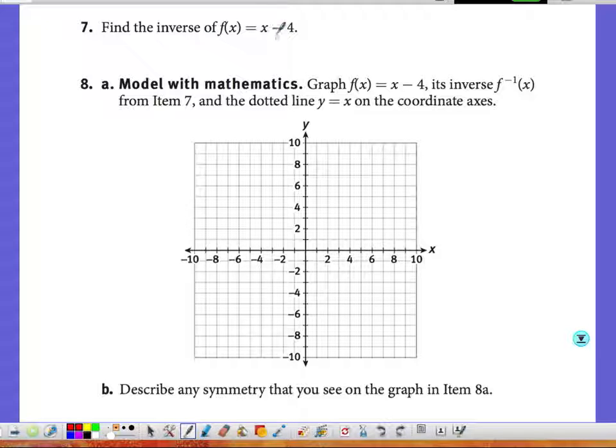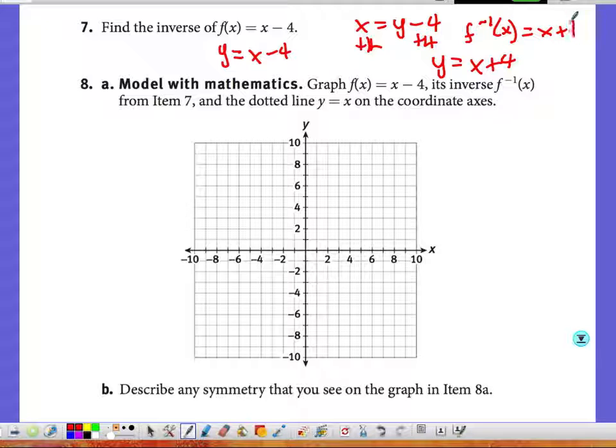First of all, we want to find the inverse of f of x equals x minus 4. Well, this looks very easy. Go through the 4 steps. Y equals x minus 4, and then you want to interchange x and y, so we get x equals y minus 4. You solve for y, you add 4 to both sides, and so you get y is equal to x plus 4. So here's my inverse: f inverse of x equals x plus 4.